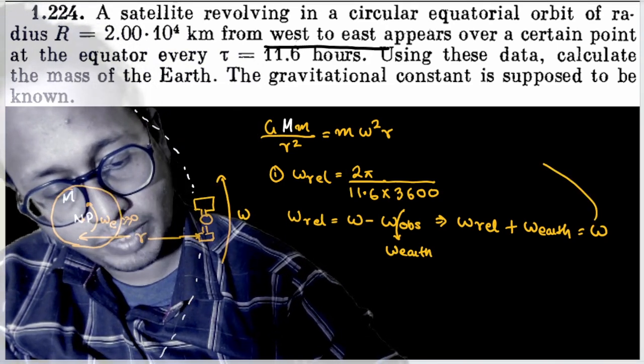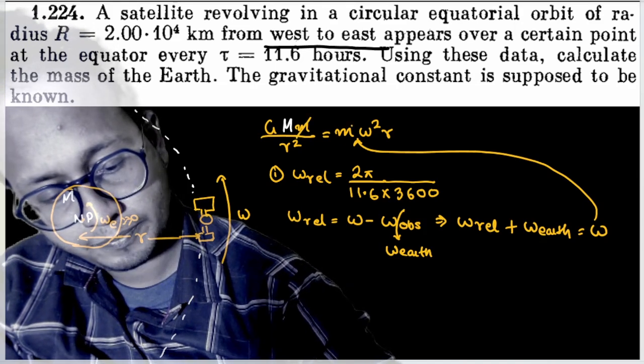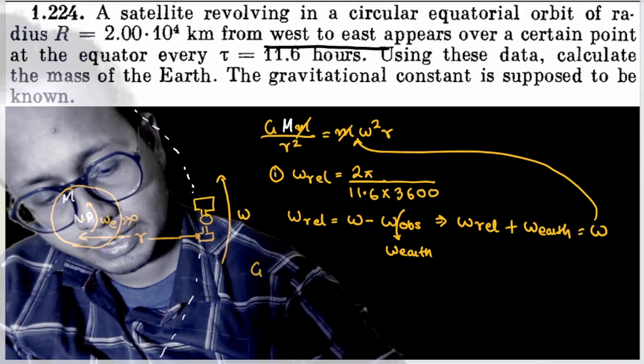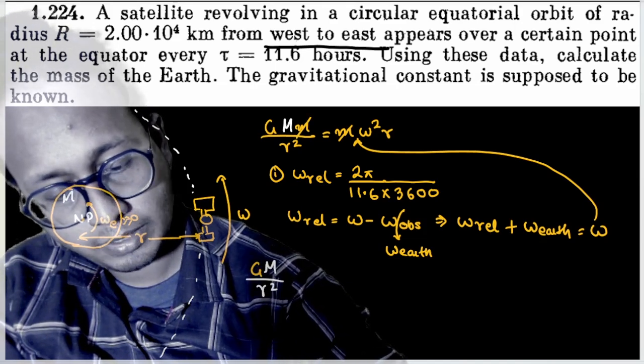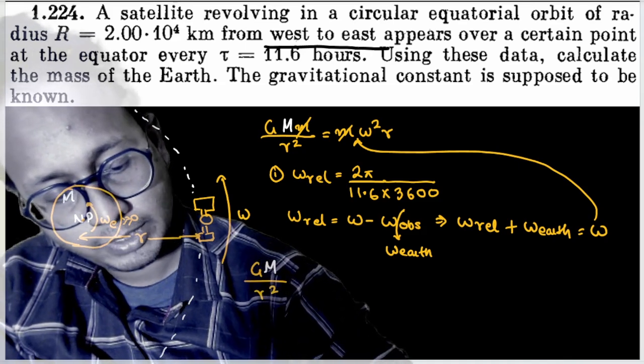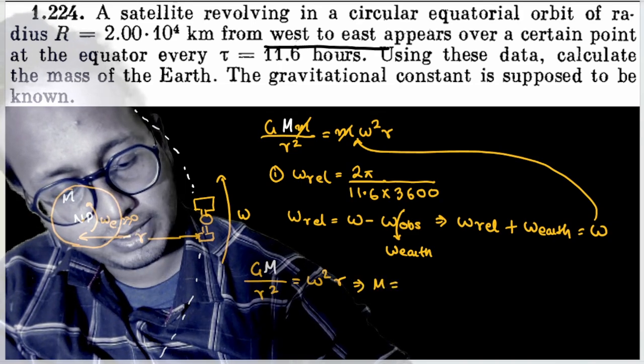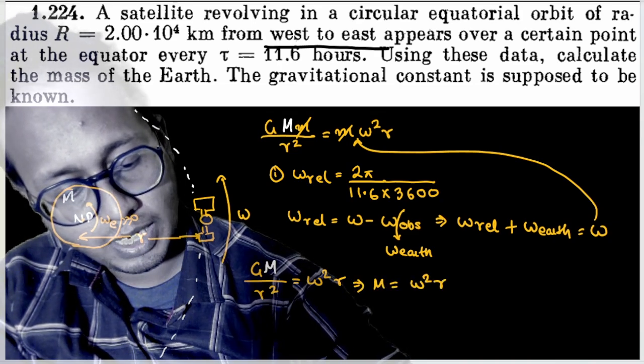Now I can substitute this omega. So I get my equation as G mass by R square equals omega square R, or mass is equal to omega square R cube.